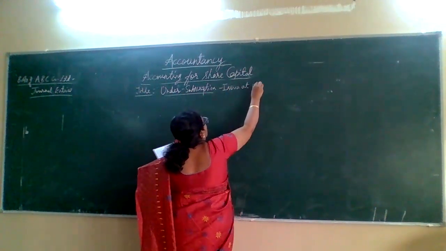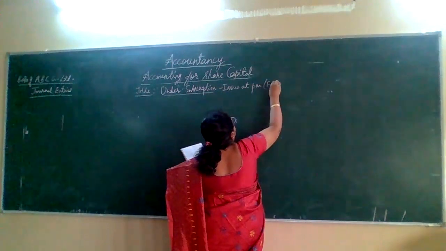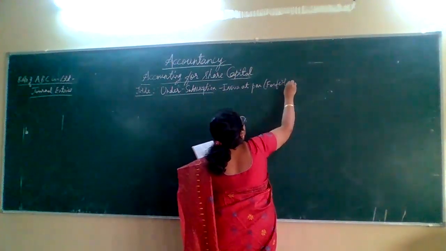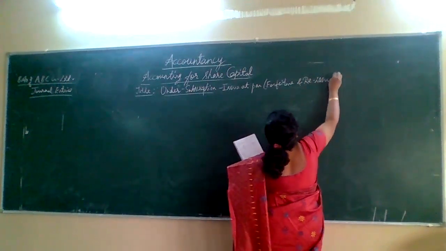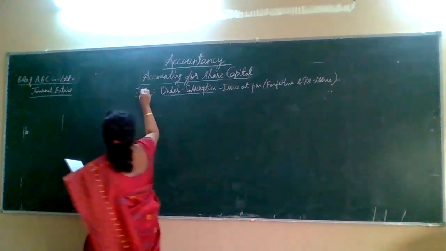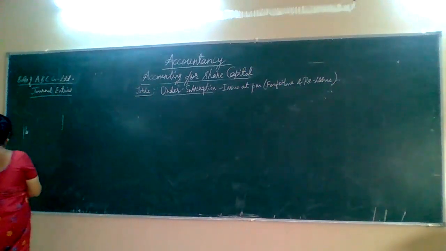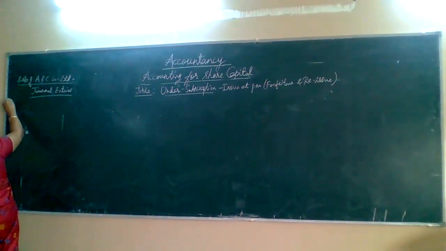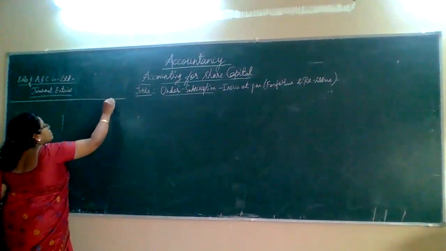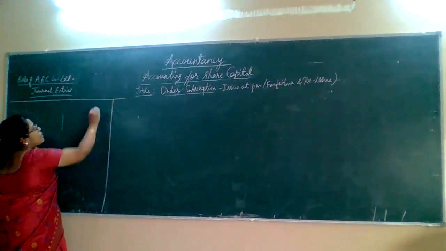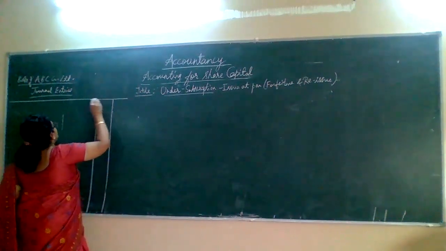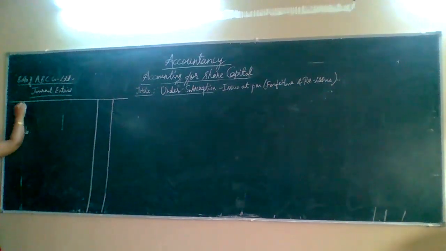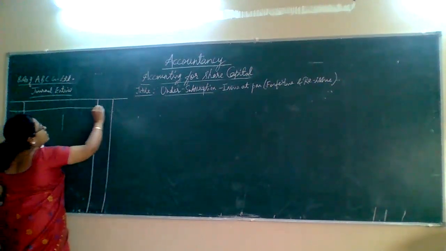At par, forfeiture and reissue case. So, journal entries. The number of shares issued is 10,000, but applications received are for 9,000. So we'll be calculating on 9,000 shares only.